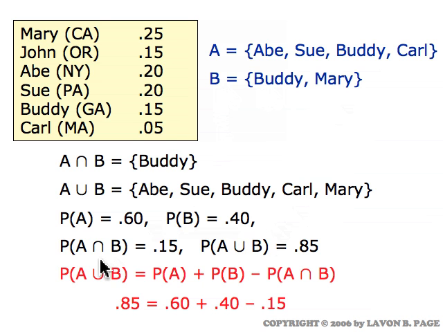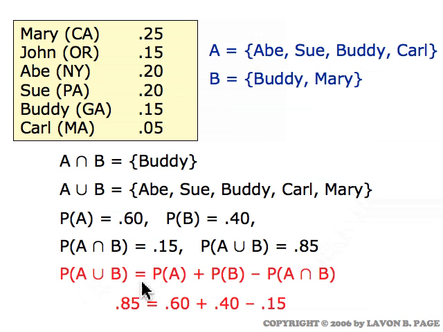In this case, the intersection is not empty. Buddy is in the intersection, and his probability is 0.15. So the probability of the intersection is 0.15. And the probability of the union, if you just add up the probabilities of these 5 people, you get 0.85.